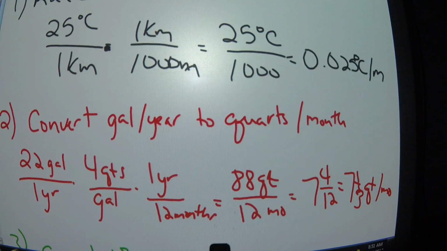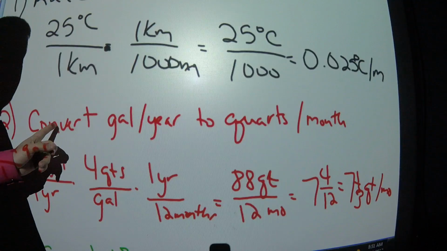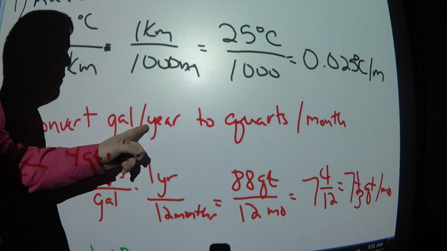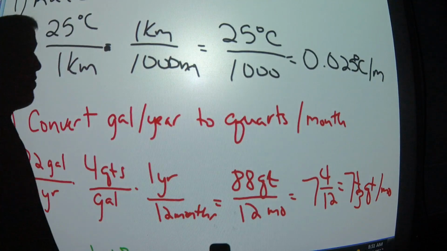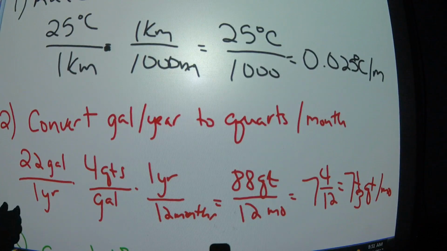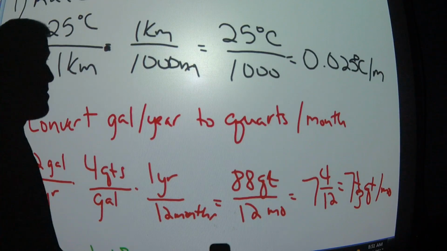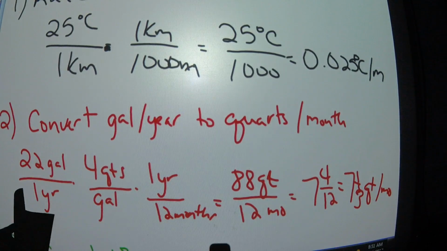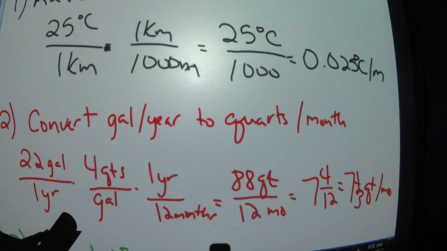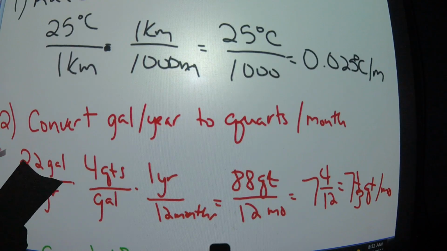So you're not actually going to be doing conversions unless they want it to be, for instance, on question 2, it says convert gallons per year to quarts per month. So there you will actually have to convert gallons to quarts and years to months. But other than that, it's not going to be too difficult, okay? And in the book, in either section 5 or section 7, it will have a table with all the different conversions, okay?